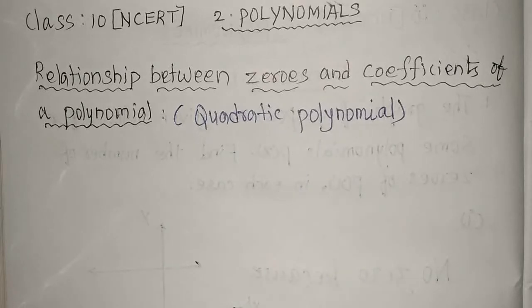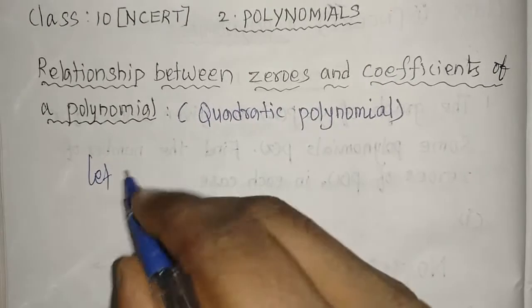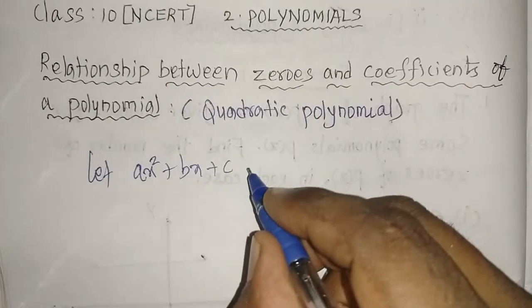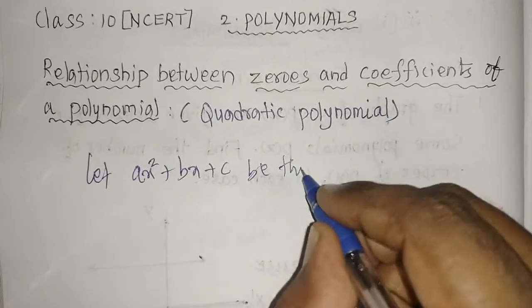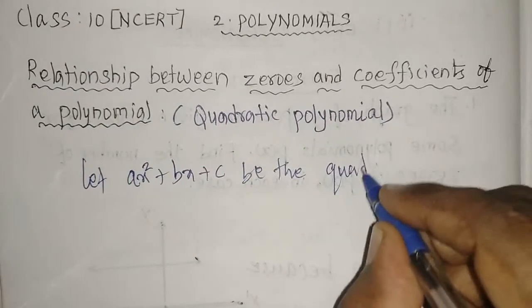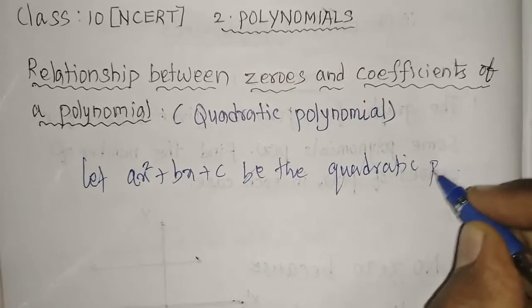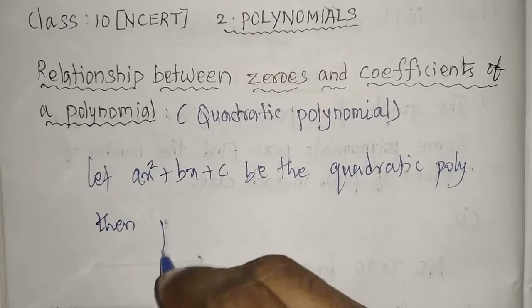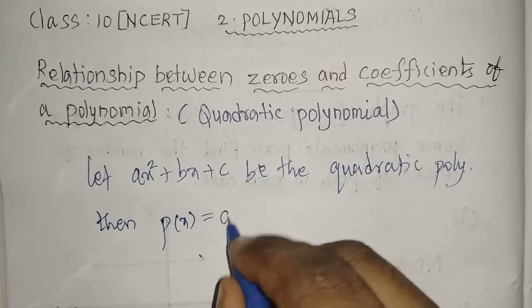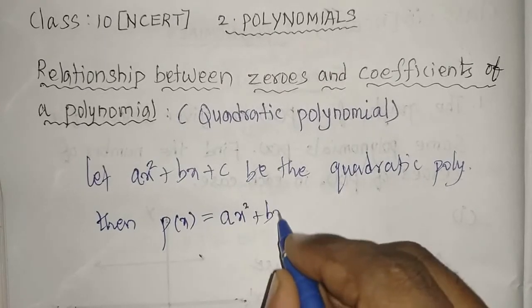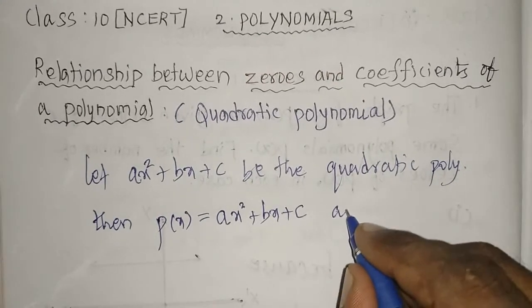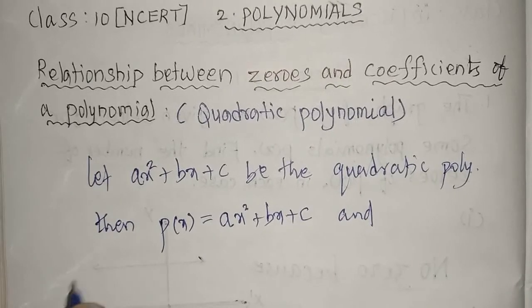Today we will see class 10 NCERT chapter 2 polynomials, the relationship between zeros and coefficients of a polynomial. Now I am going to take a quadratic polynomial. Generally, we say a quadratic polynomial as ax square plus bx plus c. Let ax square plus bx plus c be the quadratic polynomial. Then I take p of x equal to ax square plus bx plus c, and I am going to consider the zeros of this quadratic polynomial also.